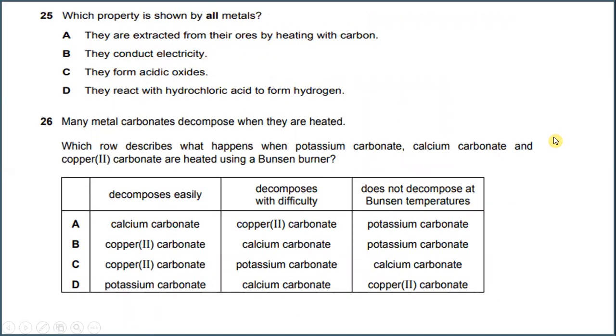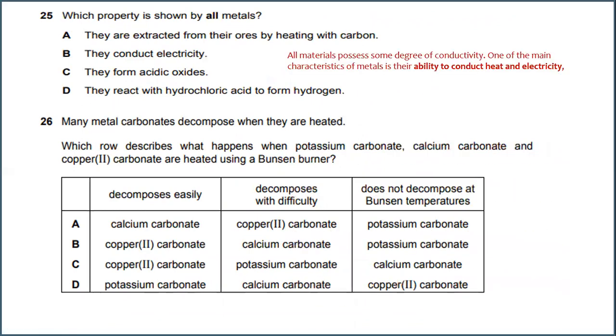25. Which property is shown by all metals? All metals possess some degree of conductivity. One of the main characteristics of metals is their ability to conduct heat and electricity. So the answer for 25 will be B.